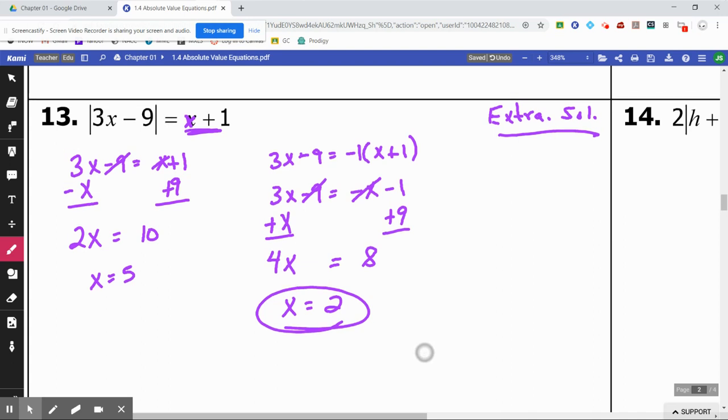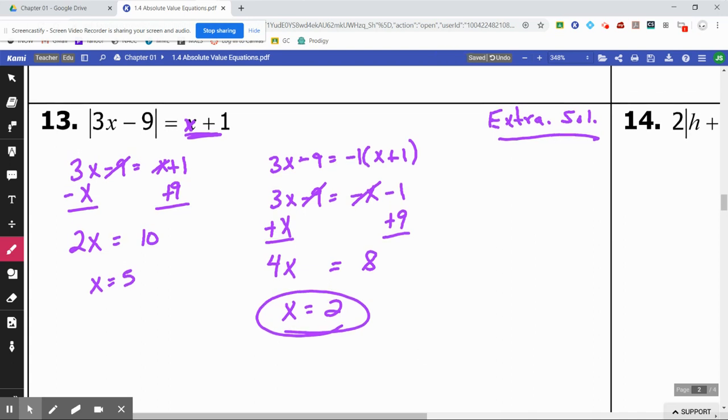Now, a quick way to check this: absolute value can never equal a negative. So if you're ever able to plug in either one of these and it makes this negative, then that's going to be an extraneous solution. It's not going to work. But let's check both of these values.